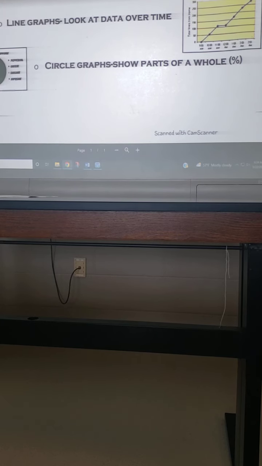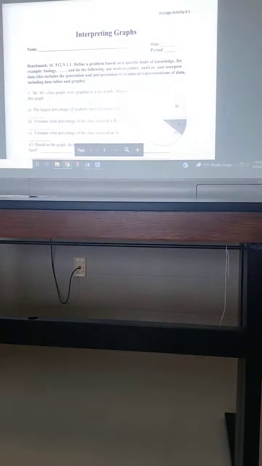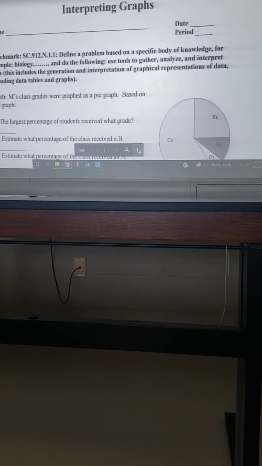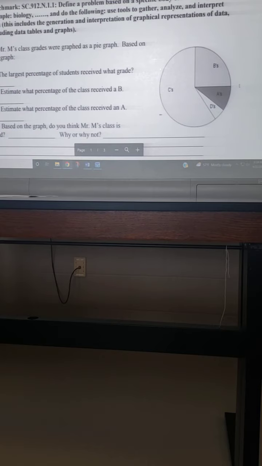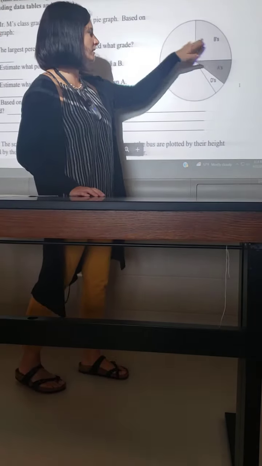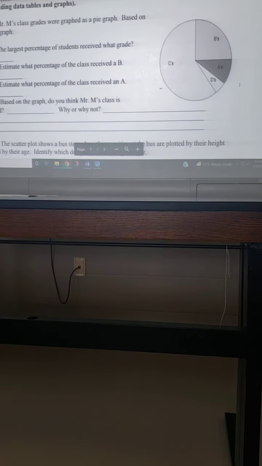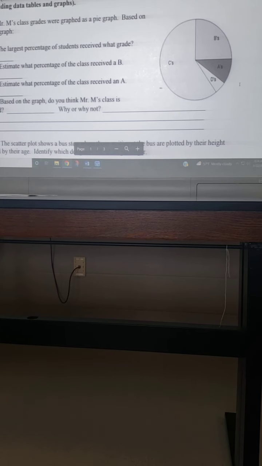I just want to kind of see how you guys are with looking at data and interpreting it. Okay, so here we have a graph. We have A's, B's, C's, and D's. And so these are grades with Mr. M's students. So they have made a pie graph because he has a total number of students. So that number is however many that is, it's a whole, it's 100%. So because of that, I know I make a circle graph.